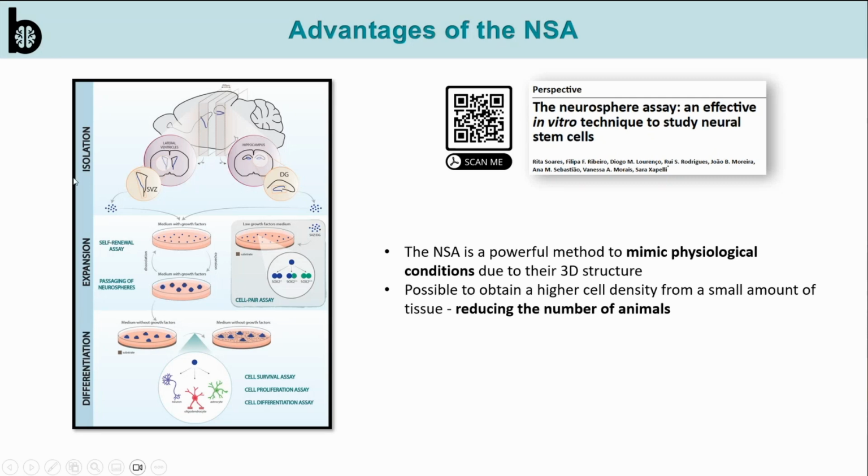Also, as we said in the video, we can expand this culture. This is very important to limit or reduce the number of animals. By starting with a reduced number of animals, we can expand this culture with passages, okay? So it grows as neurospheres, then we dissociate, we grow again in neurospheres, we dissociate. So we can passage and increase the yield of stem cells. And then, as I said, we can study survival, proliferation, and differentiation. And really, the neurosphere assay is a powerful method to mimic physiological conditions, because it grows as a 3D structure.